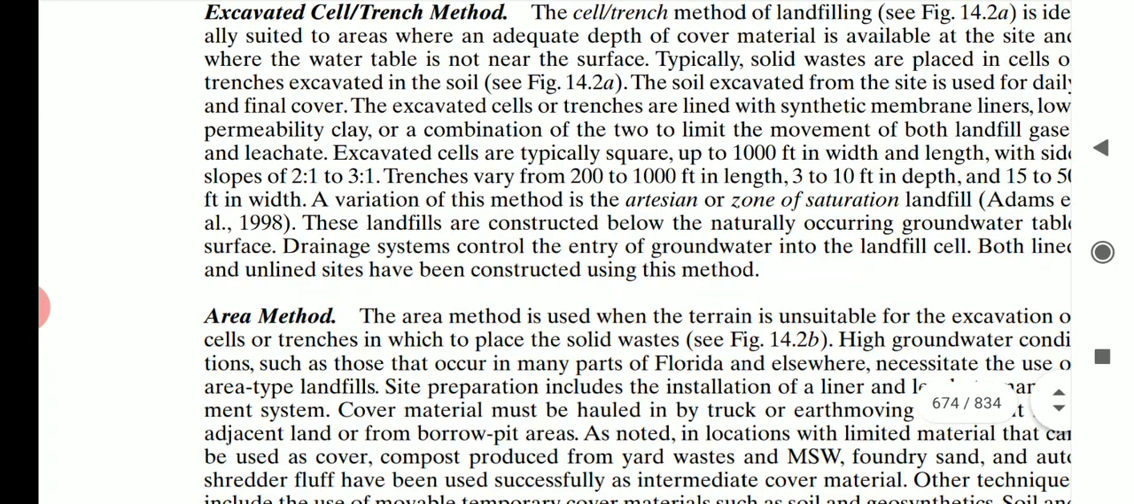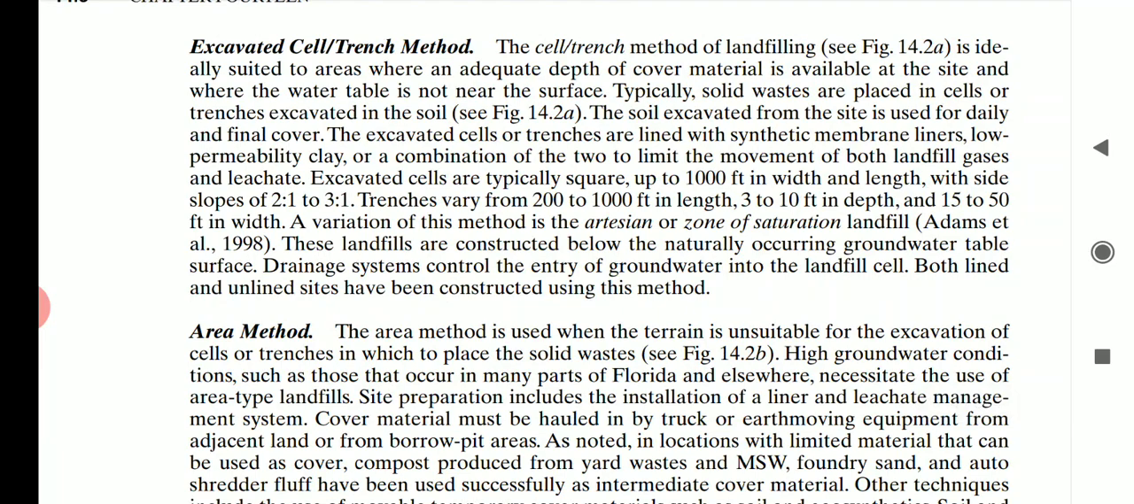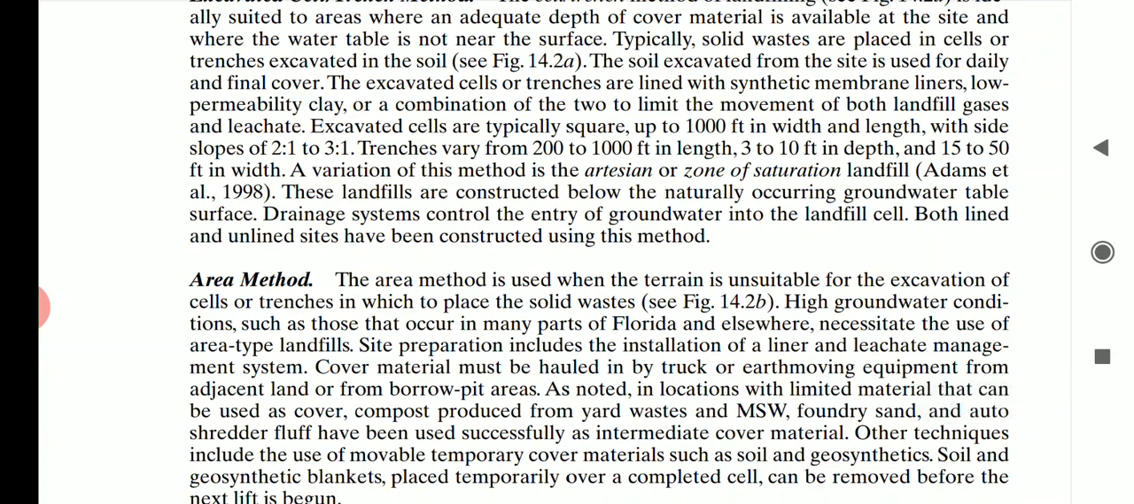The excavated cells or trenches are lined with synthetic membrane liners, low permeability clay, or a combination of the two to limit the movement of both landfill gases and leachate. So when you dump solid waste inside the trench, after the decomposition, it should not go out of the earth surface. To prevent that movement, the lining is done with the help of synthetic membranes. Excavated cells are typically square, up to 1000 feet in width, with a side slope of 2:1 or 3:1.